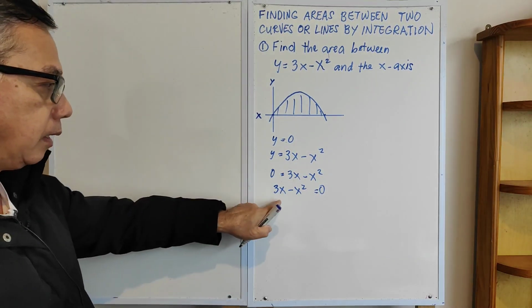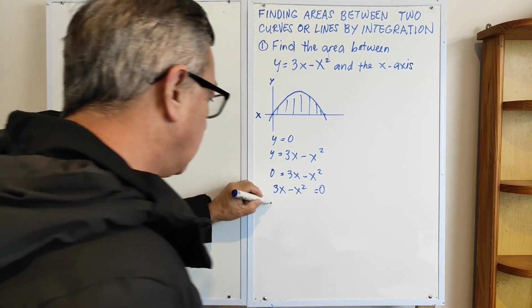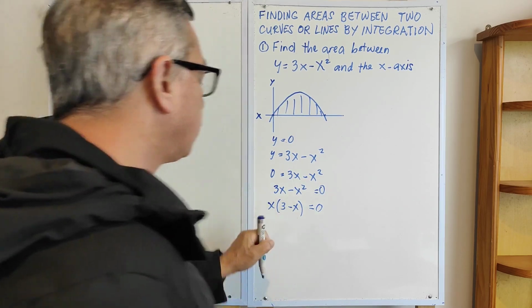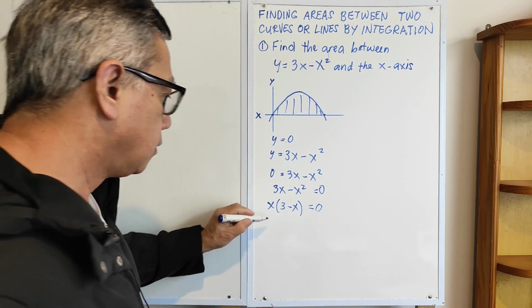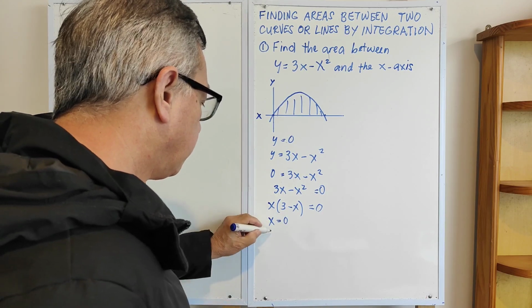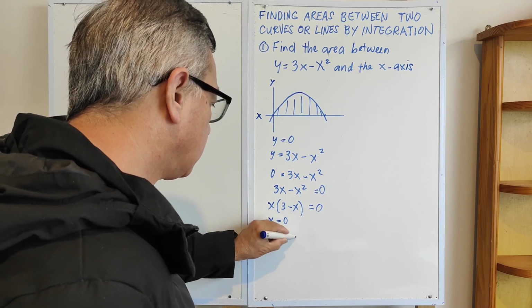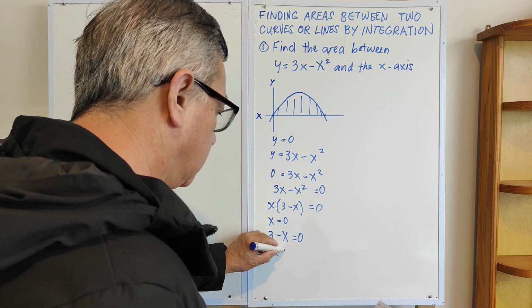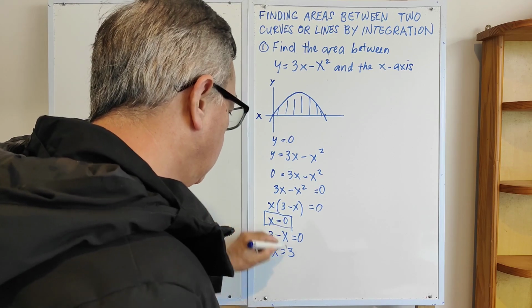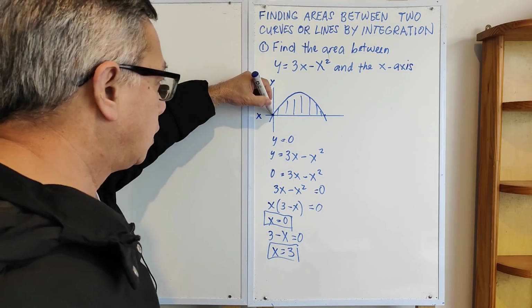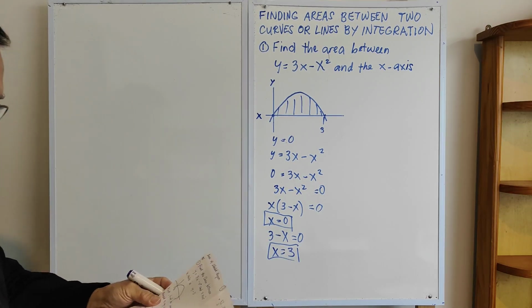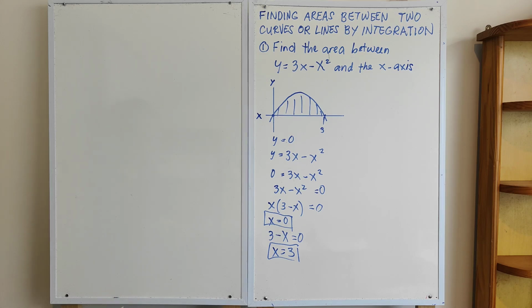We can factor out the x, so it will be x times (3 minus x) equals 0. So we can find the value of x. If x is 0, that's one answer. If 3 minus x is also equal to 0, that would be x is equal to 3. So these are the two points of intersection, 0 and 3. Now that we have the points of intersection, we can proceed with finding the area.